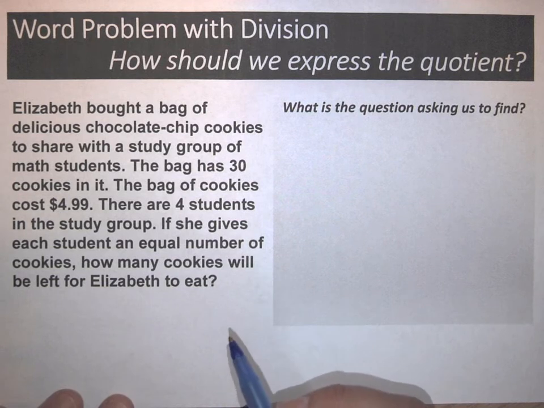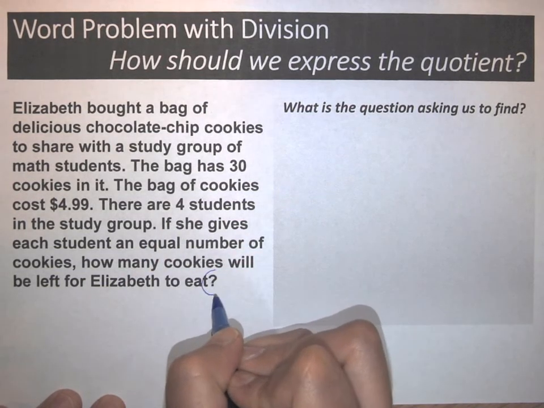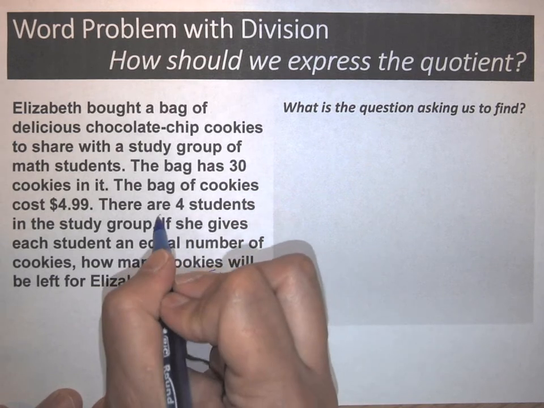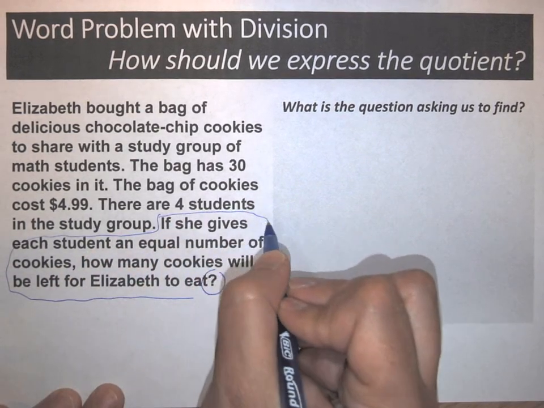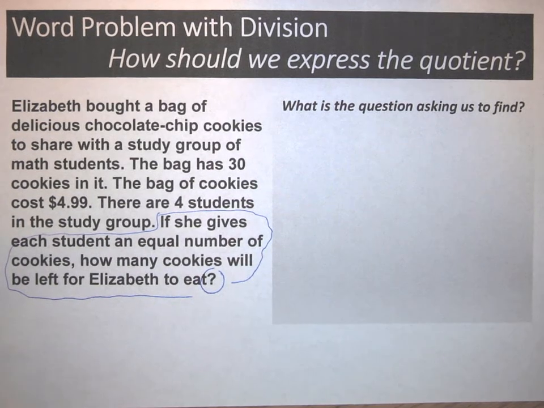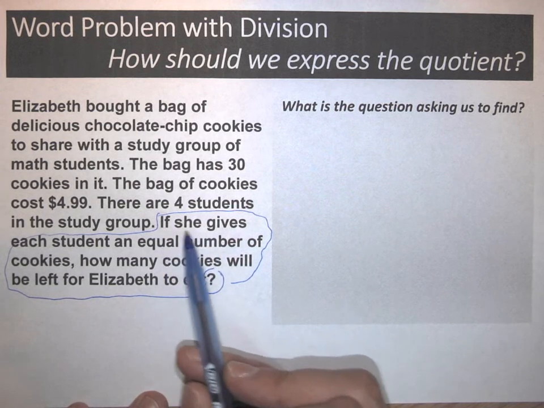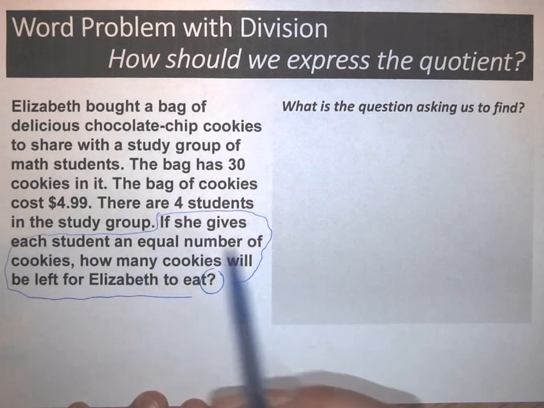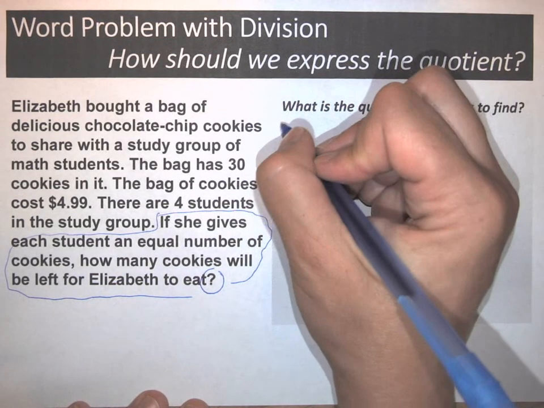So just like I did in the last one, I want to identify the question. And the question is this whole sentence right here. So let's look. And I'm not even going to look at the other information first. I'm going to just identify the question, and it's okay even if I don't understand it completely. If she gives each student an equal number of cookies, how many cookies will be left over for Elizabeth to eat?